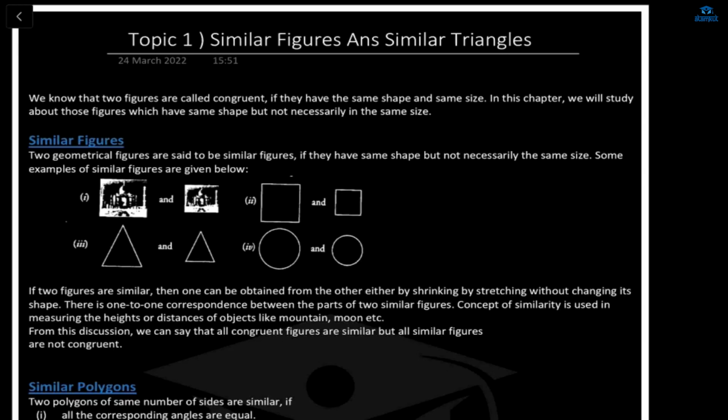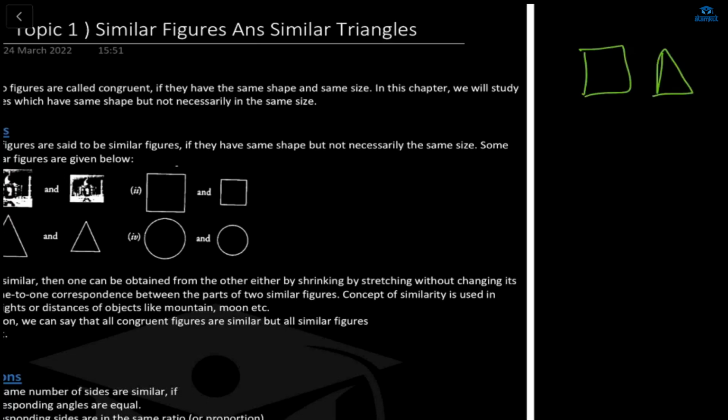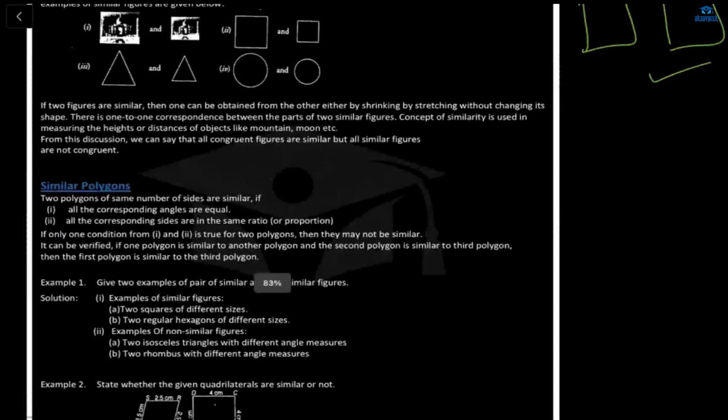What do you mean by similar figure? From the word itself, similar figure means the figures that look similar to each other. Like if I ask you that square is similar to triangle, it's no. If I ask you a square is similar to square, yes, similar, in spite of the size. The size may differ, but if the shape is the same, then these figures are similar. So have you understood about similarity? This is the concept about similarity.